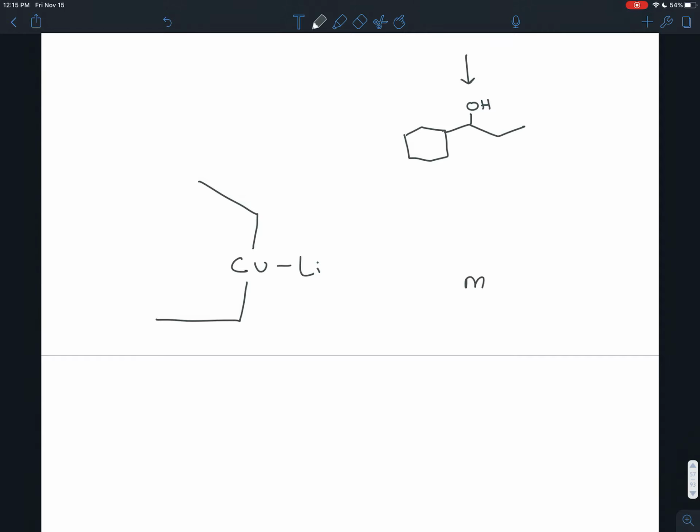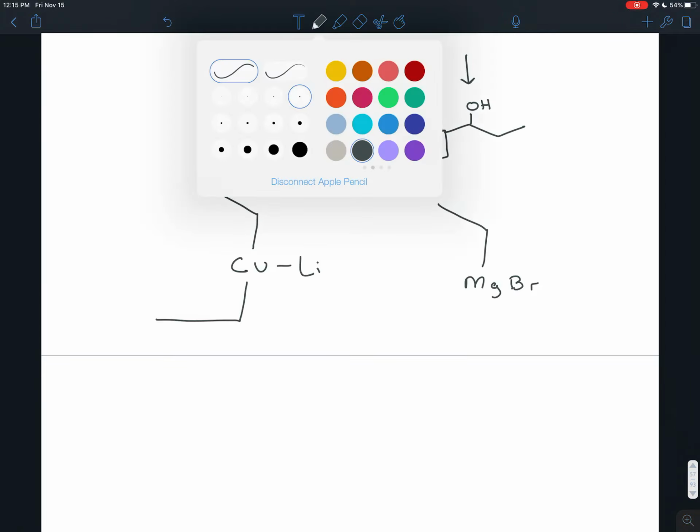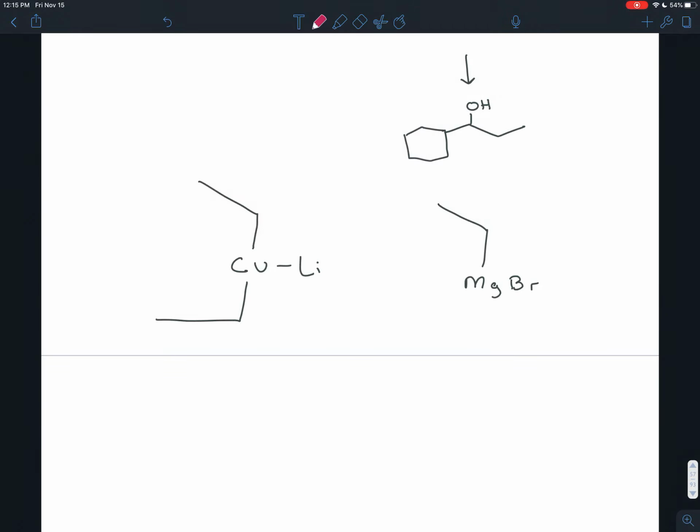So let's just, next to this, compare this with a Grignard reagent. What if you had an ethyl group bonded to a Grignard? Magnesium has very low electronegativity, so the partial charge on this carbon is really big, and the partial charge on this magnesium is also really big. The magnesium just can't hold on to its electrons.